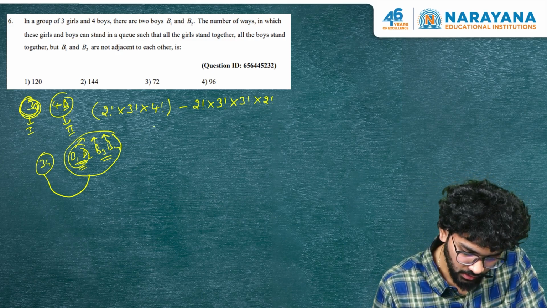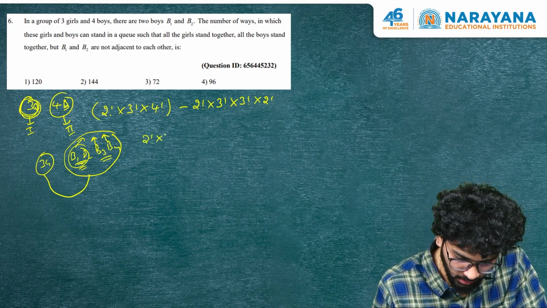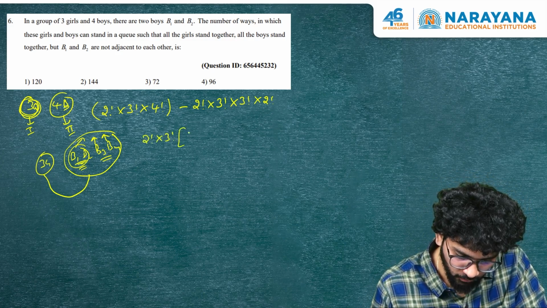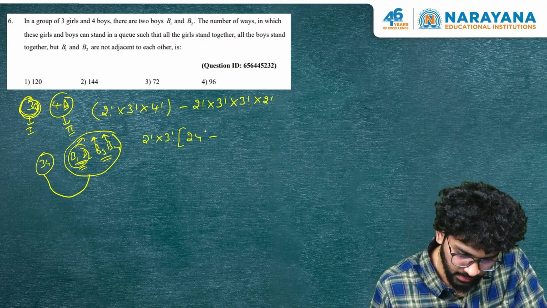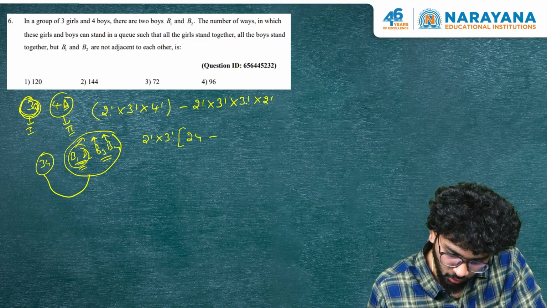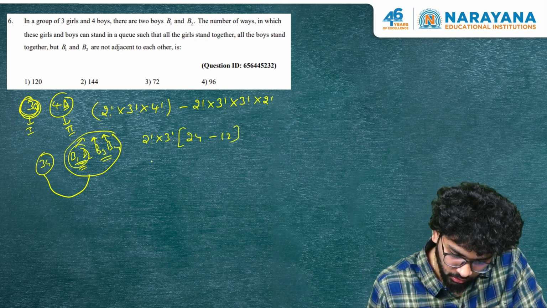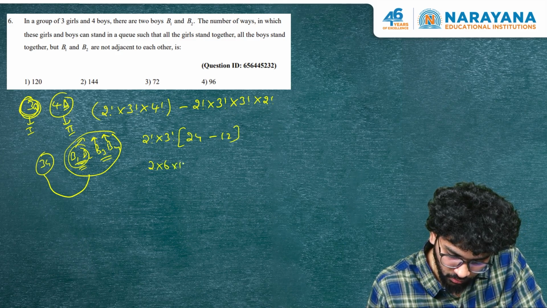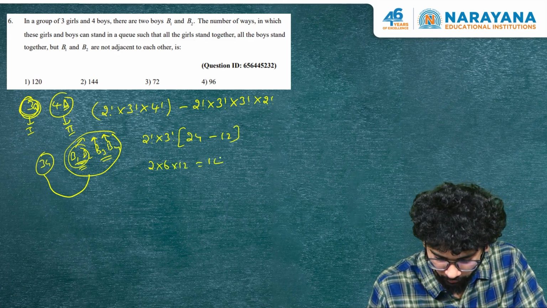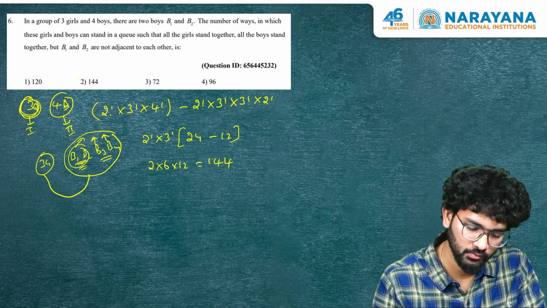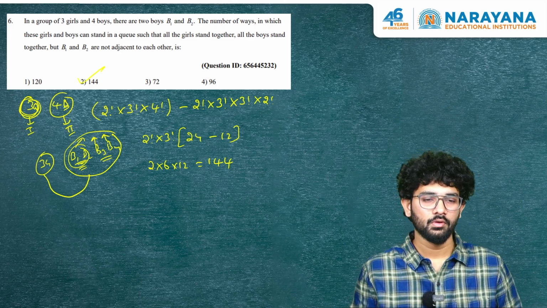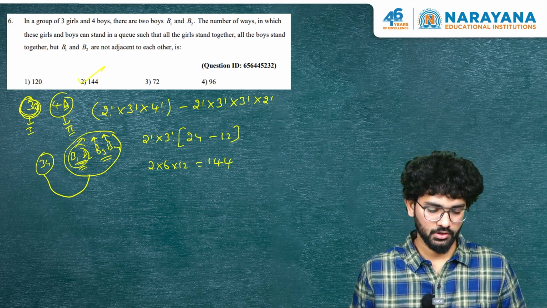Now if you see, taking 2 factorial into 3 factorial common, I am getting 4 factorial which is 24 minus 2 factorial, which is 12. So this will be 2 into 6 into 12, 72 into 2, 144. 144 is the answer. So let us go to the next question.